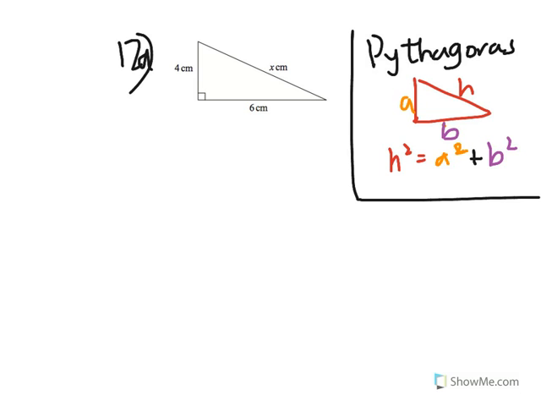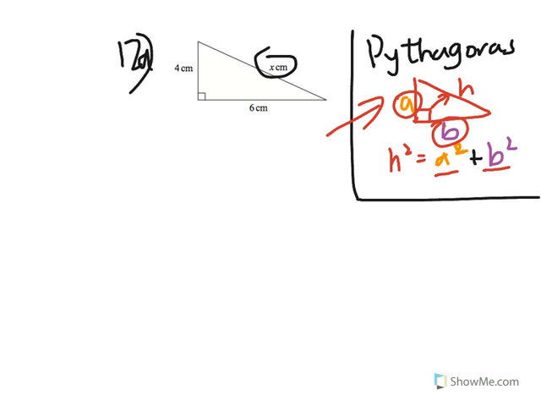Alright, 12a is really simple. You're being asked to calculate the value of x, and it's a right angle triangle. For any right angle triangle, I'm going to introduce you to this. Look at this note over here. For any right angle triangle, the hypotenuse, which is the side opposite the right angle, squared is equal to the other two sides squared and added together. So a squared plus b squared.